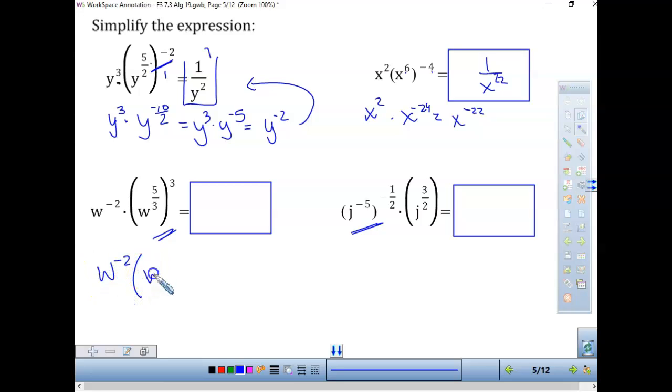W to the -2 times w to the 5/3 times 3 over 1. That is just going to be w to the 5th. Gives me w adding those to the 3rd as I am taking a look at that.